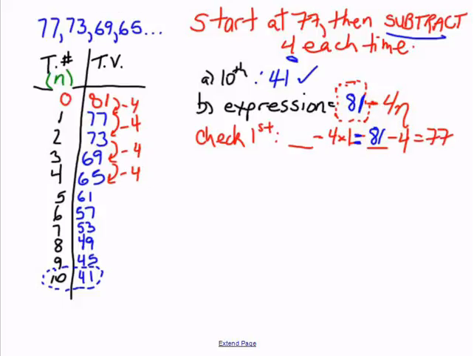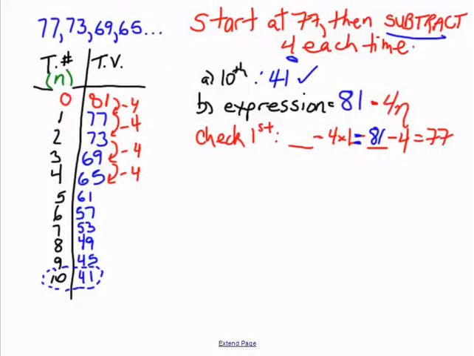Let me just clean that up a little bit. We've got 81 minus 4n as our expression. I came up with the 81 because I had to figure out, well, what number can I take 4 away from to get 77, which would be the very first term in the pattern. Well, that number is 81.